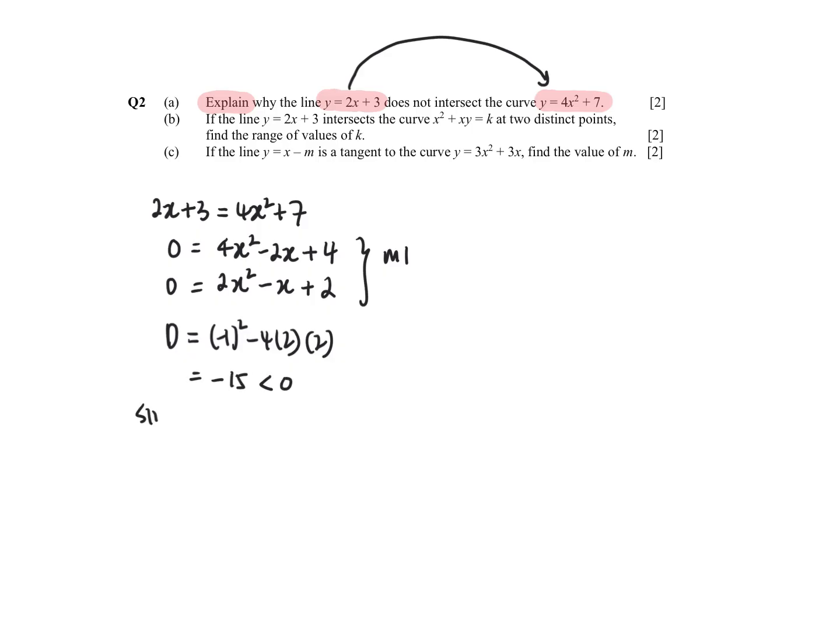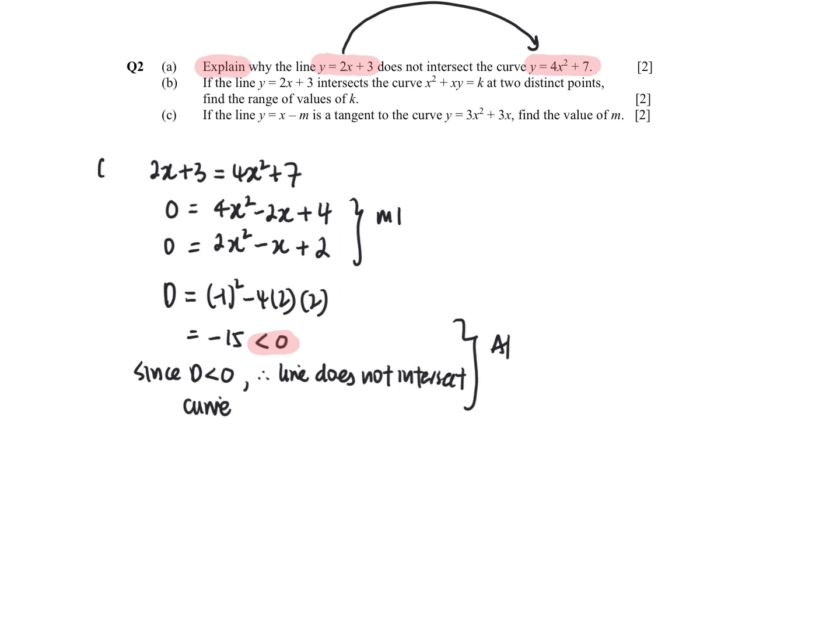So since D is less than 0, therefore the line does not intersect the curve. So this is the explained part. I need to see D is less than 0 and you prove it. Okay, so this is part A.